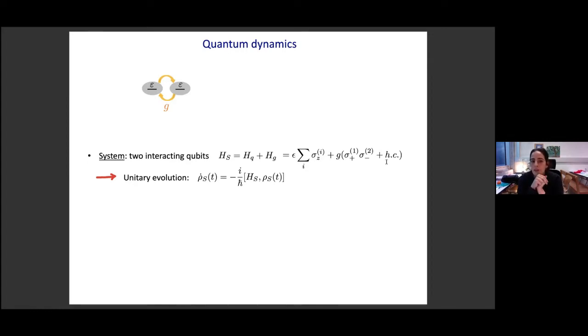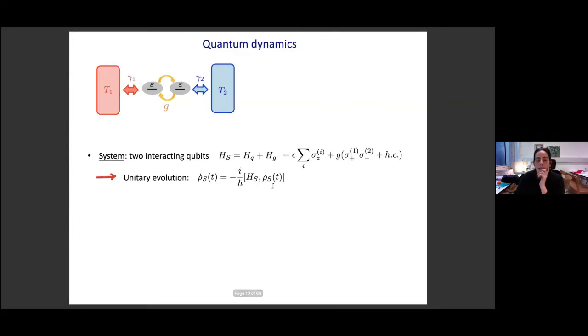And so you know that in general, how do I describe the evolution of my quantum systems? I take the von Neumann equation and I can write this differential equation for the density operator of my system, which is simply rho dot equals minus i over h bar times the commutator of the Hamiltonian of the system and the density operator.